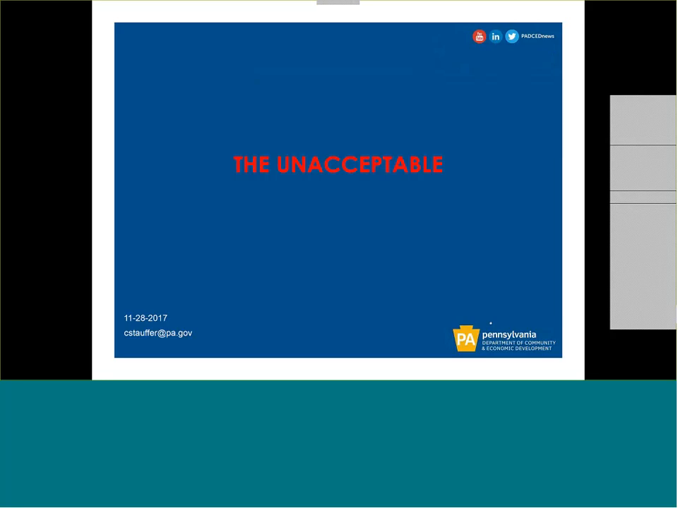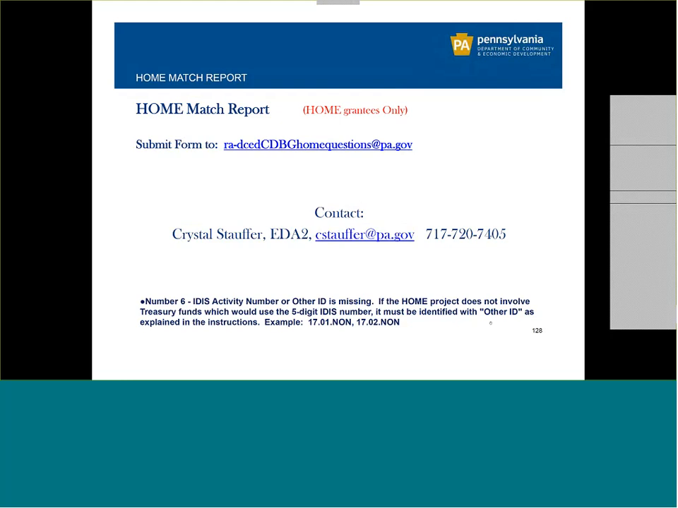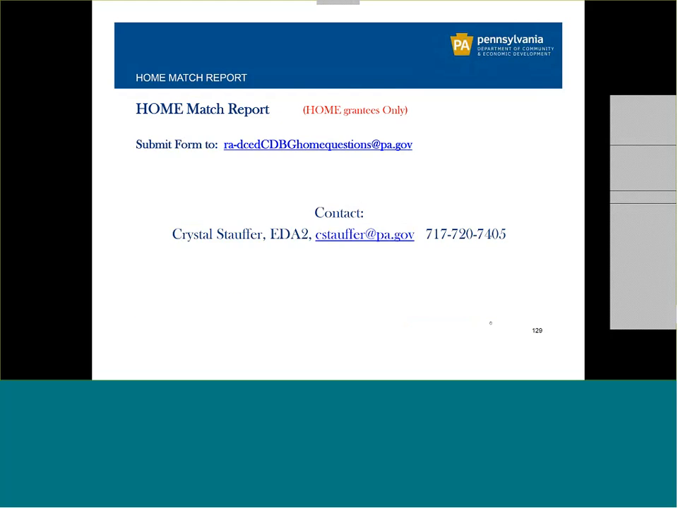Okay, on to the unacceptable. This report is missing the IDIS activity number or other ID. If the HOME project does not involve Treasury funds, which would use the 5-digit IDIS number, it must be identified with an other ID as explained in the instructions. And there's an example there on what the number should look like. But by now, most HOME match should have an IDIS activity number. And there's my information. Are there any questions on the HOME match?